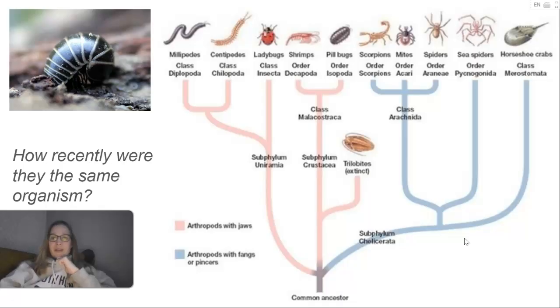Make sure you understand which direction time is moving and what is their closest relative in the cladogram. Those are kind of the main points. And also, what do these different divisions mean, right? At what point do certain traits develop, and what that means for these organisms.